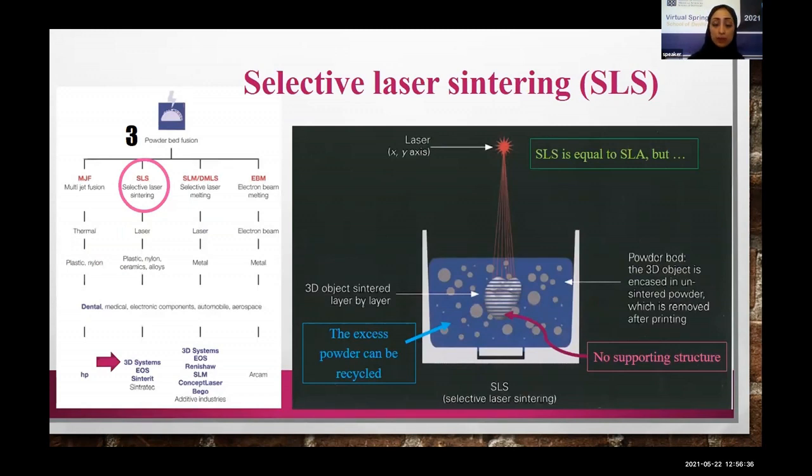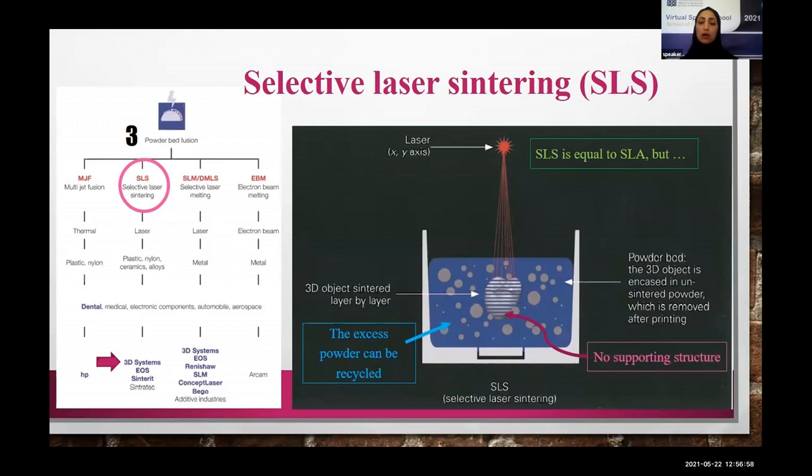Powder bed fusion is the third main method of 3D printing. And selective laser sintering, or SLS, is a kind of powder bed fusion. SLS is equal to SLA, but instead of a vat of liquid resin, it uses a vat of powder, which is sintered by a laser.